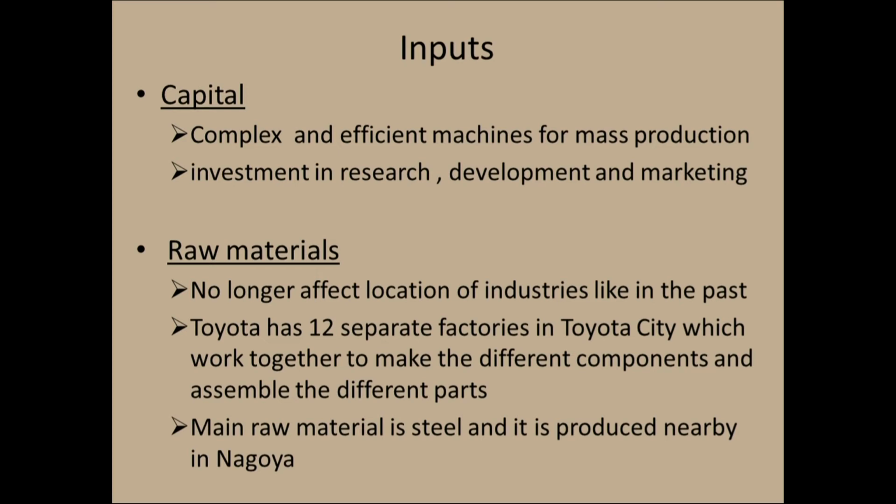So the second factor that we're going to look at is raw materials. Now, long ago, it was necessary for industries to be located next to their raw material, but this is no longer the case. So for Toyota, it has 12 separate factories in Toyota City, which work together to make the different components and assemble the different parts. Now, the main raw material is steel, and that is produced in a city nearby called Nagoya.